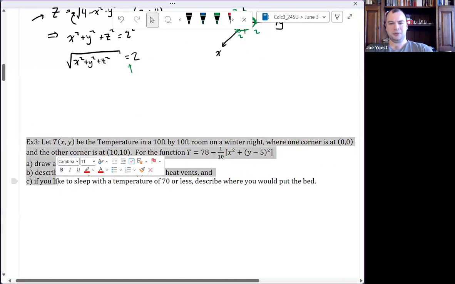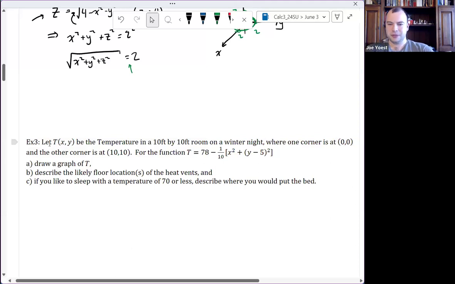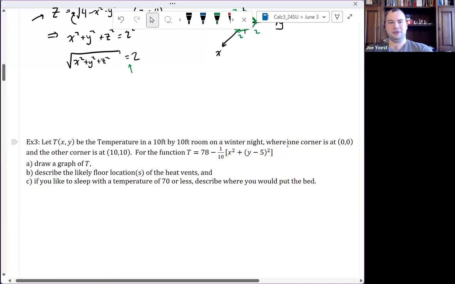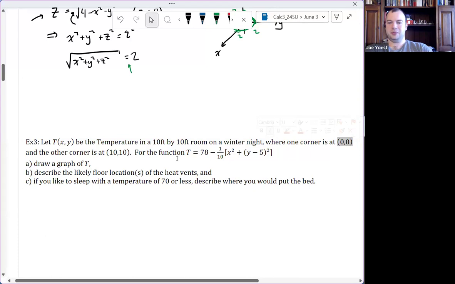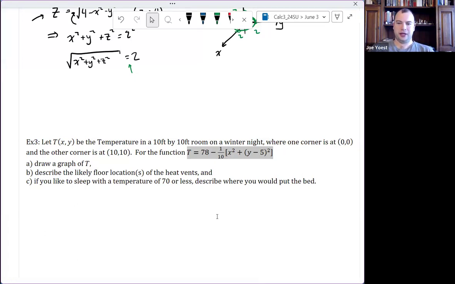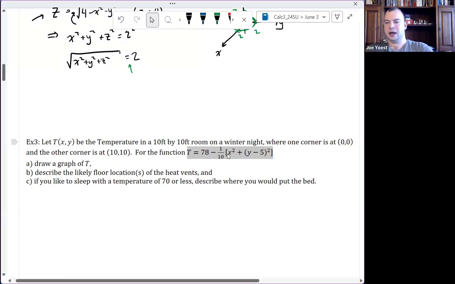Okay, let's look at another example. Example 3 here, a little bit more involved. Let T of x, y be the temperature in a 10-foot by 10-foot room on a winter night. So we're thinking that the tendency is for the room to want to be cold. We have one corner at the point 0, 0, the other corner at the point 10, 10. And in this room, we have a temperature function. So if we're standing at a certain point in the room with a little instant read thermometer, the temperature would read according to this function based on the x and y coordinate that we're standing at in the room.